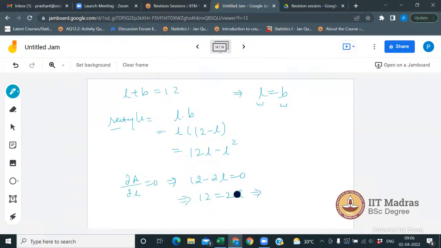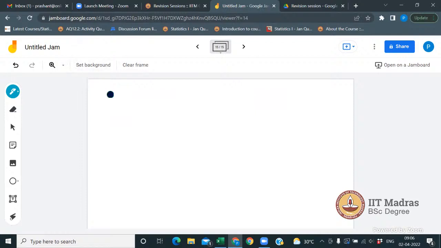See, if we divide 12 by 2, we get the maximum. 12 by 2 is 6. So if length and breadth are 6, correct. You know L into B is the area of a rectangle, right? Then the question was: not less than 3/4 times the greatest area. That means it is greater than or equal to 3/4 times the greatest area.